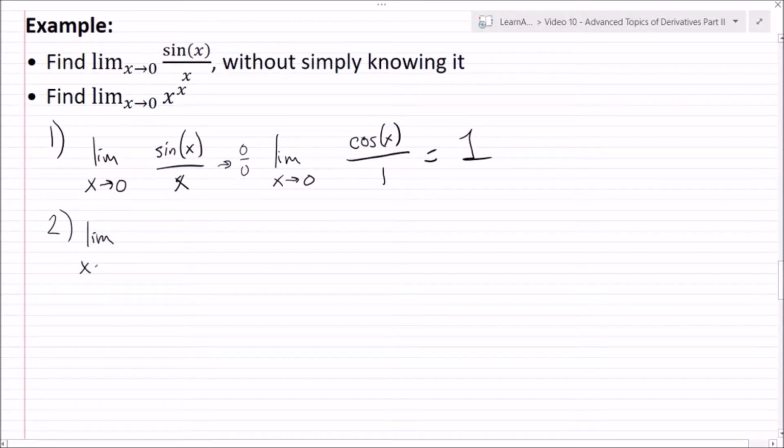So if I plug this in, I'm going to get 0 to the 0. Now this is indeterminate, but it's not 0 over 0 or infinity over infinity. So I have to get it to one of those forms. And the way that I do that is I say that y equals the limit as x goes to 0 of x to the x. Now take the ln of both sides.